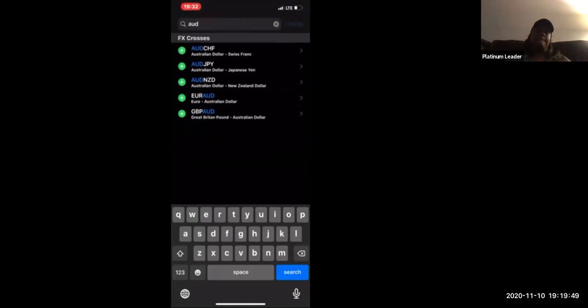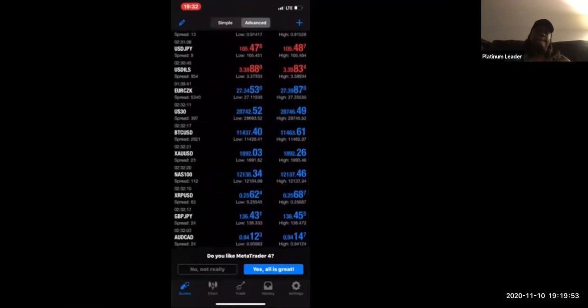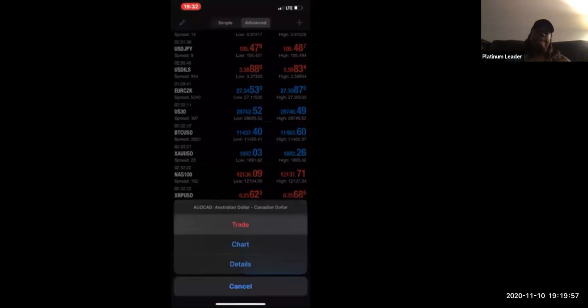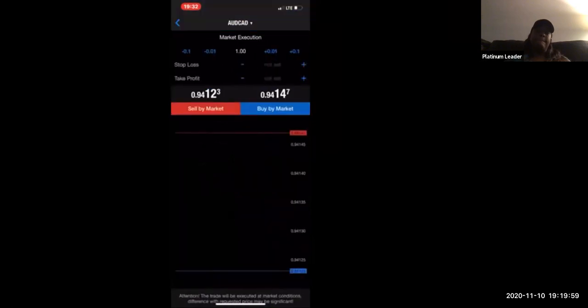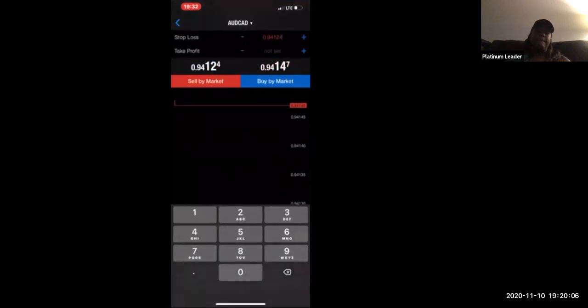Now it's going to disappear. Click the cancel button, go back, and now it's down here at the bottom. So when you're ready to trade it, you just tap it. Hit trade. And now you're going to make sure it says market execution. You're going to change your lot size if you need to. It's going to copy in the stop loss and the take profit. And then you are good to go.